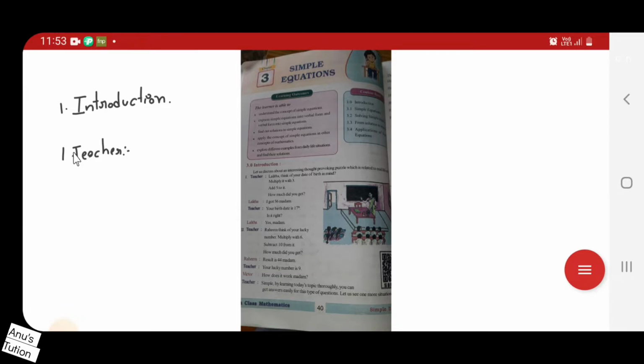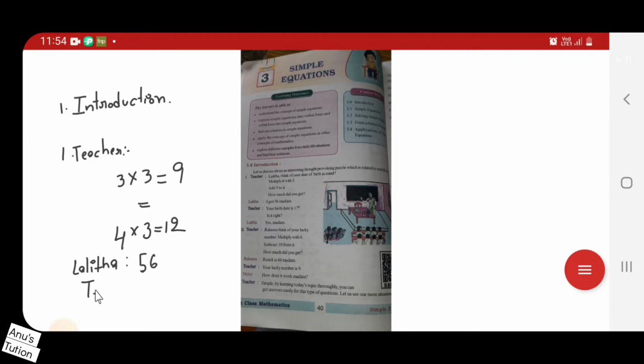What she is saying is, Lalita, think of your date of birth in mind. Multiply it with the number 3. Suppose we think her date of birth is 3rd, and what she said is to multiply it with 3. Then we will get 3 times 3 is 9. Suppose we think of 4 and multiply with 3, we will get 12. Here Lalita said the answer she got is 56.